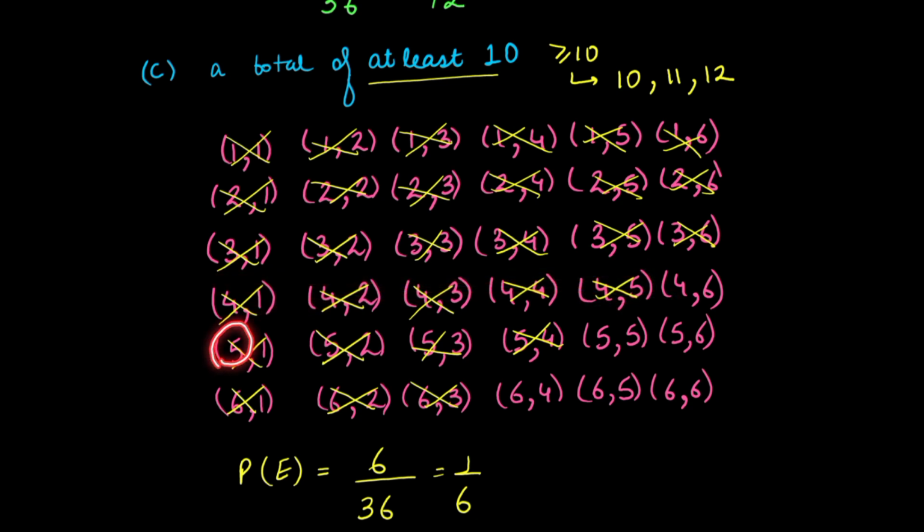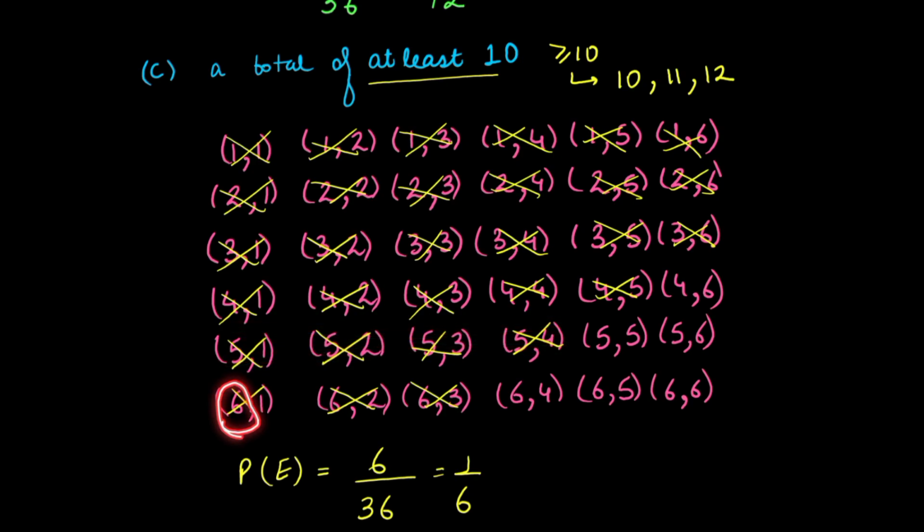Now if we have 5 on the first dice, the maximum goes till 11. It is a favorable outcome. And less than that is 10. This is also a favorable outcome. Less than this is 9. This is not a favorable outcome. So this is cancelled out.